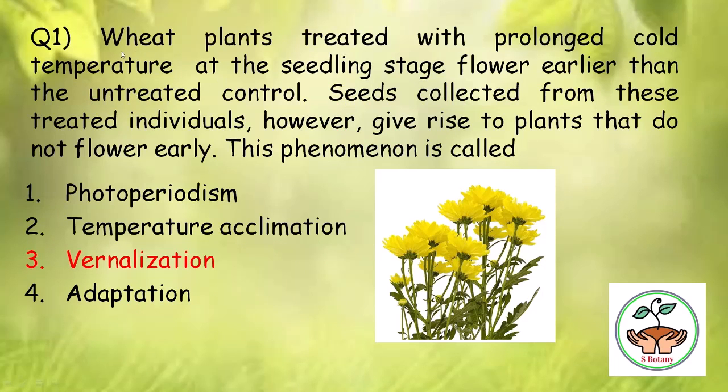First question is, wheat plants treated with the prolonged cold temperature at seedling stage flower earlier than the untreated control. Seeds collected from these treated individuals, however, give rise to the plants that do not flower early. This phenomenon is called: photoperiodism, temperature acclimatization, vernalization, adaptation. So the correct option is vernalization.